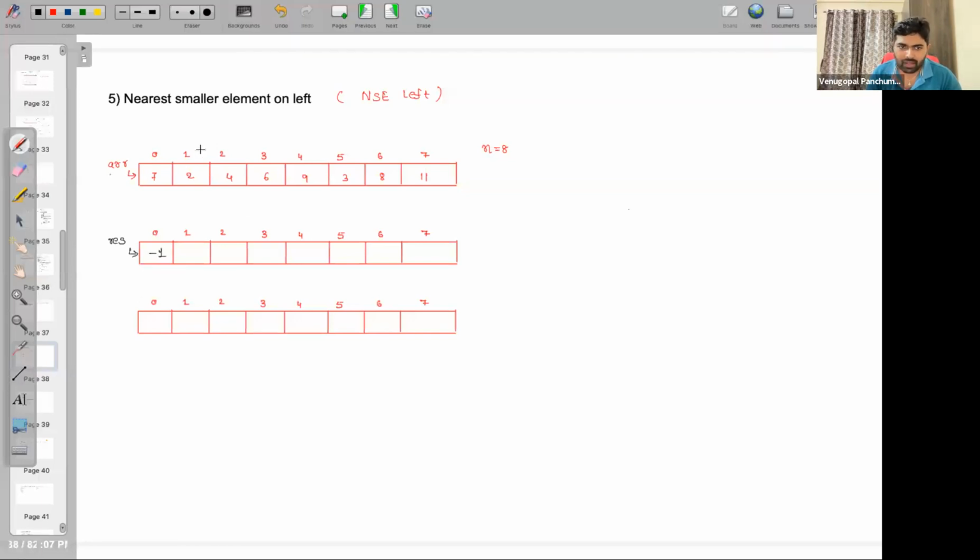Now similarly for element 2, see its left side. We have only one element, 7, but that 7 is not smaller, friends. Therefore, I am going to keep -1. Now, if you take this element 4, see its left side. How many elements are there?